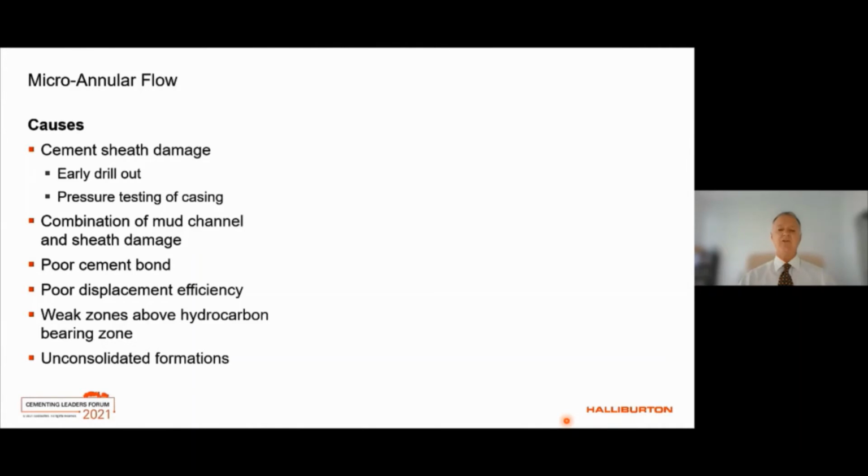Microannular flow can be induced by the following: damaging the annular cement by early drill out of the shoe track, or by pressure testing the casing at the wrong time. Poor mud and filter cake removal, resulting in low fluid displacement efficiency and poor cement bond. Weak zones and unconsolidated formations can also play a part by robbing the annulus of its required cement volume.